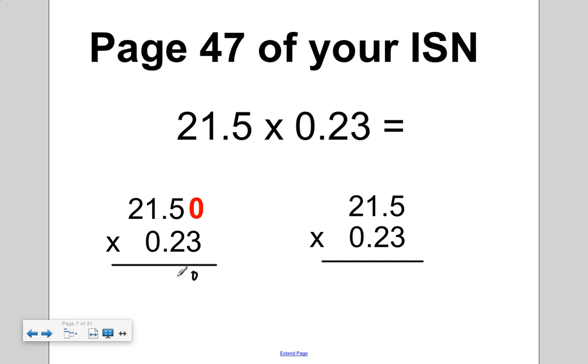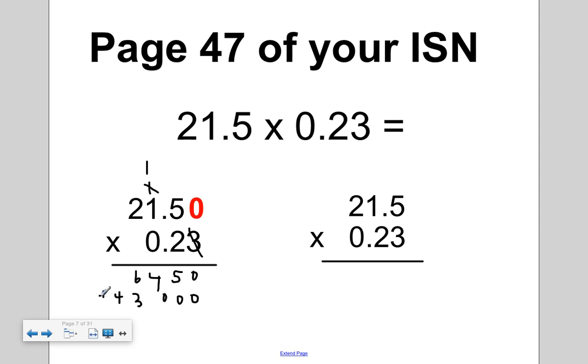3 times 0 is 0. 3 times 5 is 15. Carry the 1. 3 times 1 is 3 plus 1 is 4. 3 times 2 is 6. I'm done with the ones place, so I put a placeholder because I'm about to start tens. 2 times 0 is 0. 2 times 5 is 10. Carry the 1. 2 times 1 is 2, plus 1 is 3. 2 times 2 is 4.